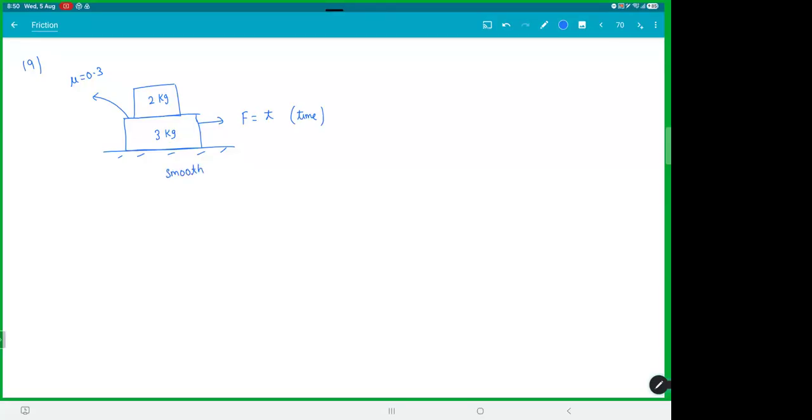So the advantage of these questions is this. Because you're increasing the time, you have all the possibilities. For some time, they'll go together. After a certain time, they'll slip. So plot the acceleration versus time graph. If the force is continuously increasing with time, plot the acceleration of 2 kg and 3 kg versus time graph. Get this. So we will take this as a base problem and we'll keep adding things to this.